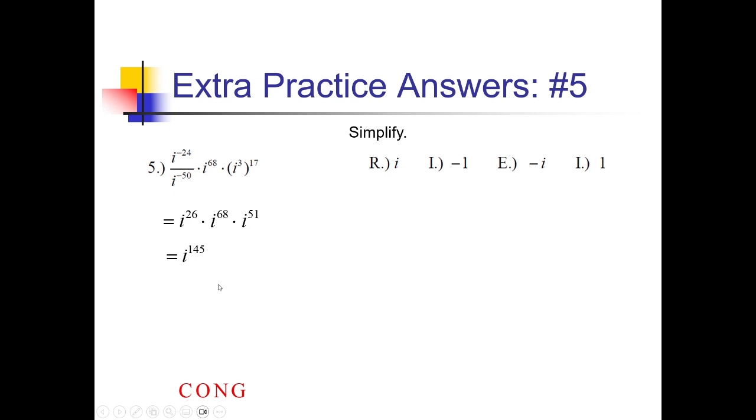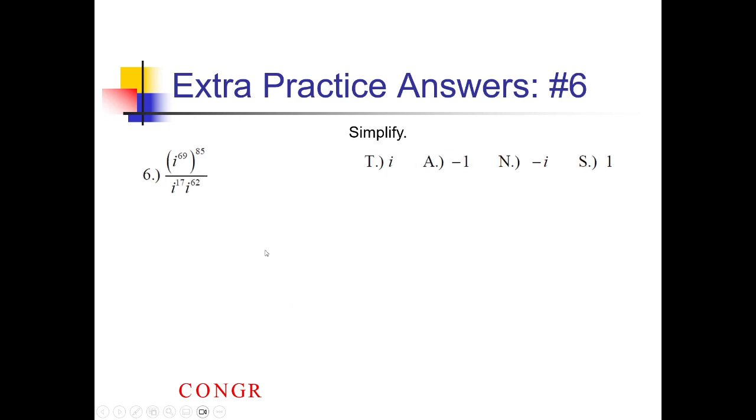Let me use my remainder trick now. 144 is a multiple of 4. So if I subtract 144 from 145, I get a remainder of 1. And i to the first is just i. So that's going to be R.